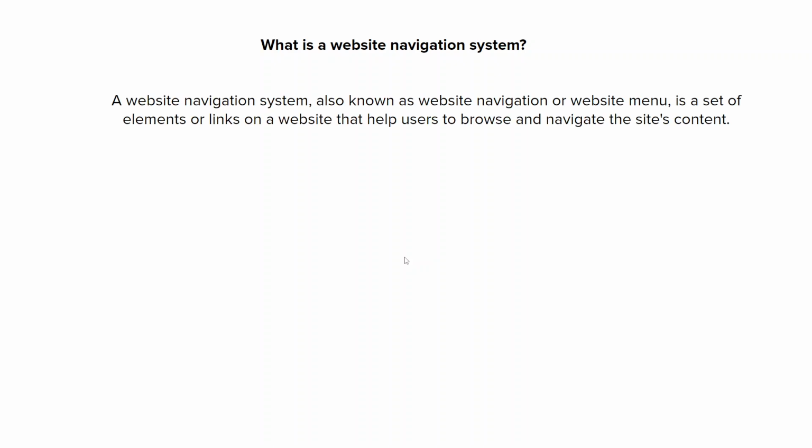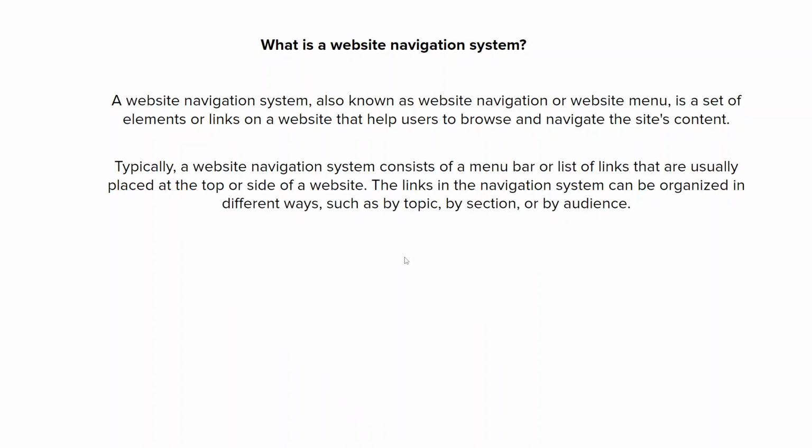A website navigation system, also known as a website navigation or website menu, is a set of elements or links on a website that helps users to browse and navigate the website's content. Typically, a website navigation system consists of a menu bar, a list of links that are usually placed at the top or the side of the website. The links in the system can be organized in different ways, like by topic, by section, or by audience.